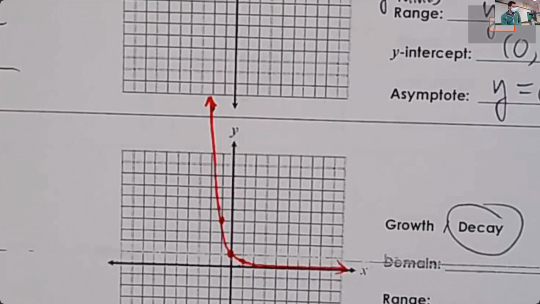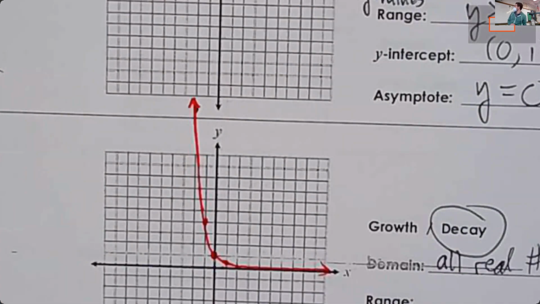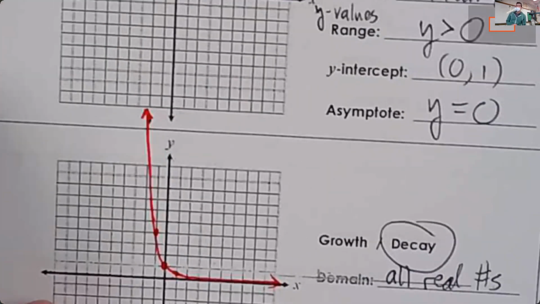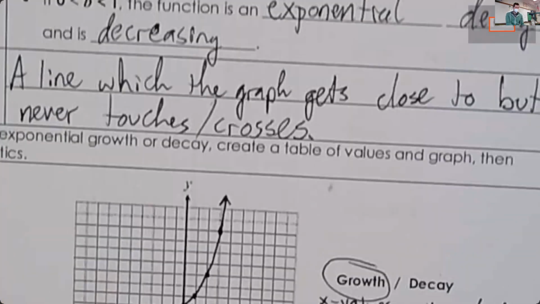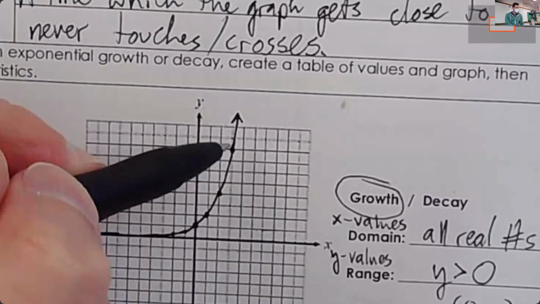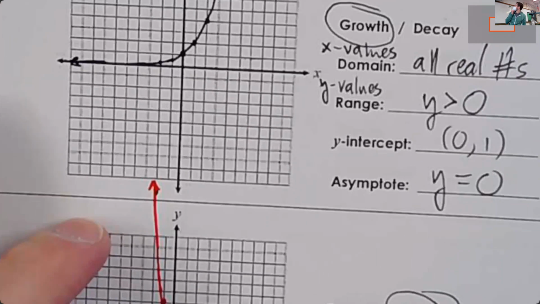And the domain, by the way, the domain of any exponential growth or decay is going to be all real numbers. So you can pretty much just write all real numbers for domain anytime you have an exponential growth, or in this case, exponential decay. This one is decay because as you go from left to right, it's decreasing. The first one is growth because as you went from left to right, it was increasing.